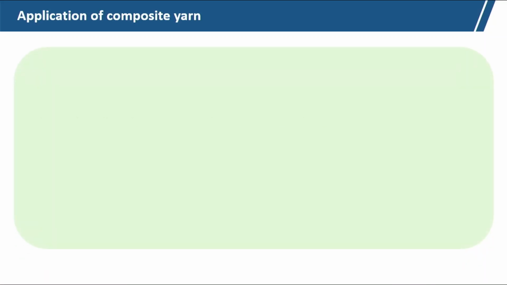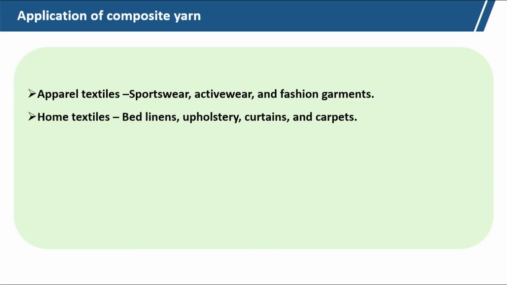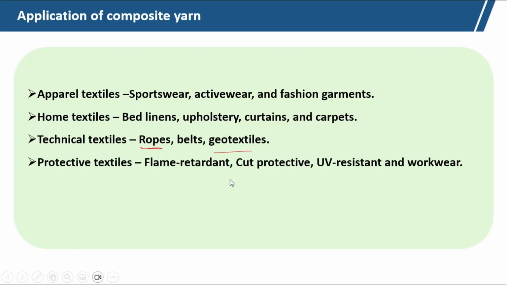So, applications are wide: apparel, textile, sportswear, activewear, fashion garment; we use it in bed linen, upholstery, curtains. We use the composite yarn technically in rope and belt. Ropes are used basically by twisting; belts, geotextiles, we use this composite yarn, and protective textile, flame retardant, cut protective. We will discuss the different structures which are developed for cut protection or UV resistant workwear.